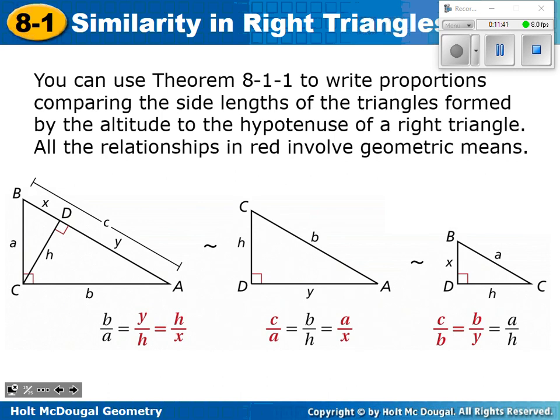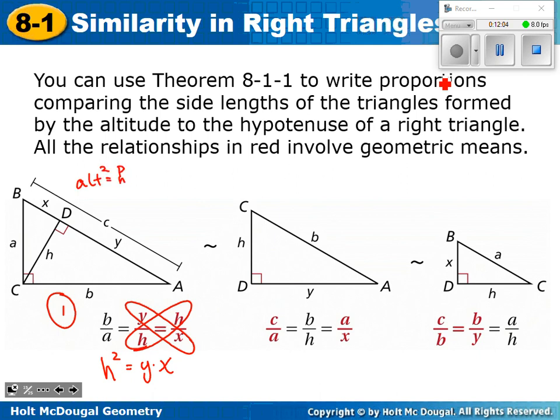And so here's the first rule that you have on your paper, that the altitude squared is equal to the product of the two parts. So again, if you want to write it this way, h squared equals y times x, you can. Maybe a little easier to write it that way. So again, I wrote it on the board, it's altitude squared equals part of the hypotenuse times the other part of the hypotenuse. That's your first shortcut that you can use.